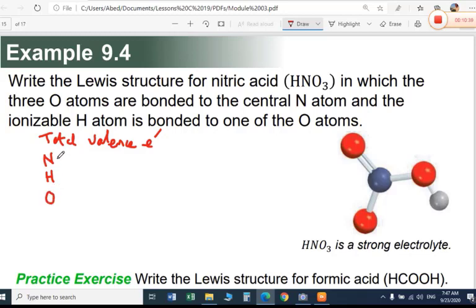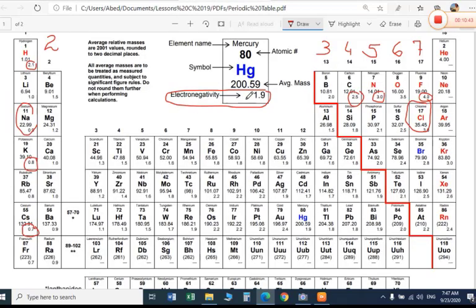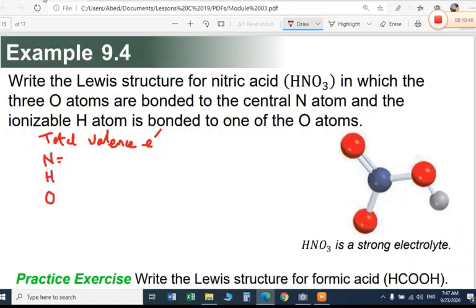So how many electrons in the nitrogen? I think 7. Let me check. Yeah, nitrogen has 5, oxygen has 6. So nitrogen has 5, total 7. But don't take the total, take valence only. The 5 electrons in the nitrogen. Hydrogen will have 1 electron and oxygen will have 6 electrons to make the total. So this will be 12 electrons total.